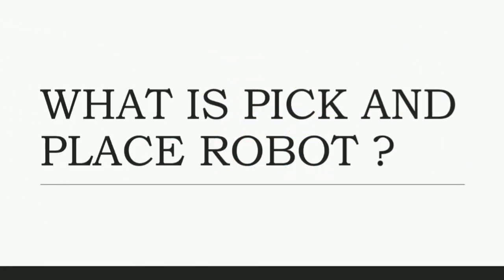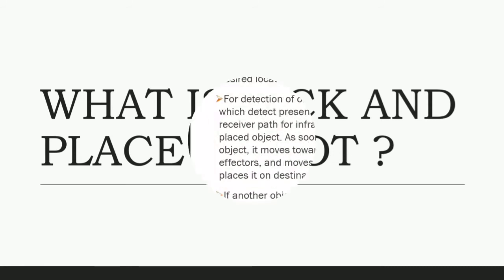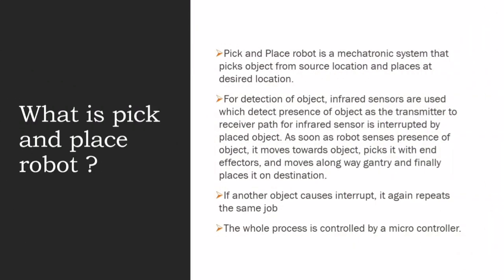Now let us come to what is a pick and place robot. A pick and place robot is a mechatronic system that picks up a particular object from the source location and places it at a desired location. For detection of the object, infrared sensors are used, which detect the presence of the object as the transmitter to the receiver path for infrared sensors is interrupted by the placed object.